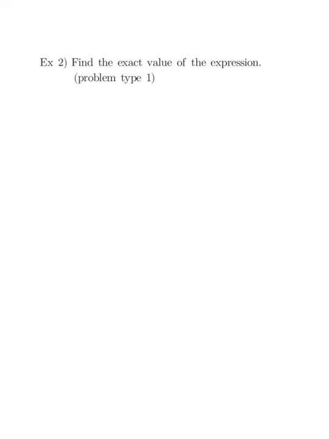On example 2, your directions will say find the exact value of the expression, and this is problem type 1. The first problem that we're going to do is the cosine of the sine inverse of 2/3. Just like any kind of problem, when you have grouping symbols, you want to work from the inside out. So the first thing we're going to look at is this sine inverse of 2/3.